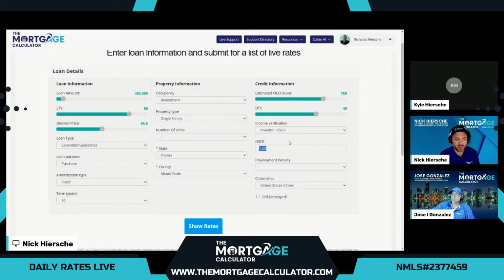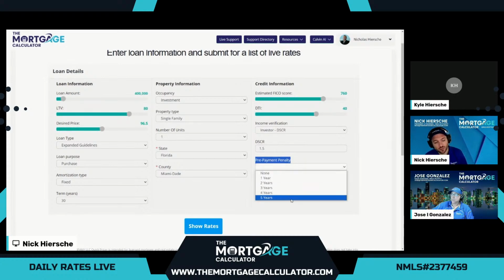If the estimated rents can cover the PITIA, the mortgage expenses, aka the property cash flows monthly, that's a ratio of 1 or higher. We have options for ratios under 1 where the property may not quite cash flow. And we'll use 1.5 as the highest value for our demo so we can see all the programs pop up. And the final thing is a prepayment penalty. We select 3 years for the demo as the most common option for a non-QM investment property.